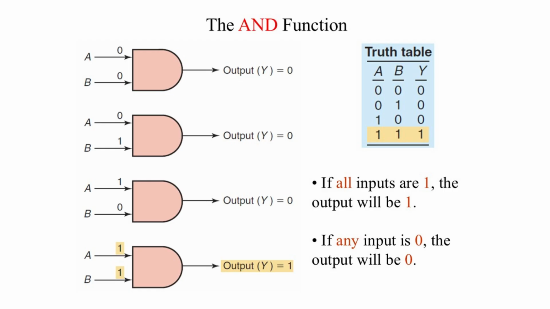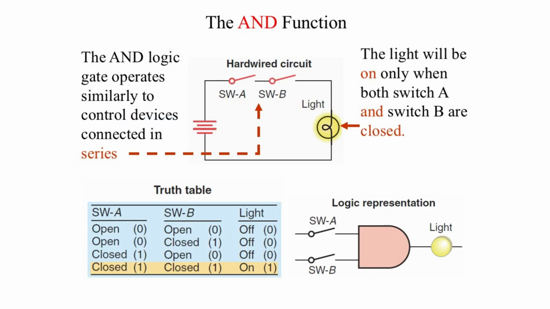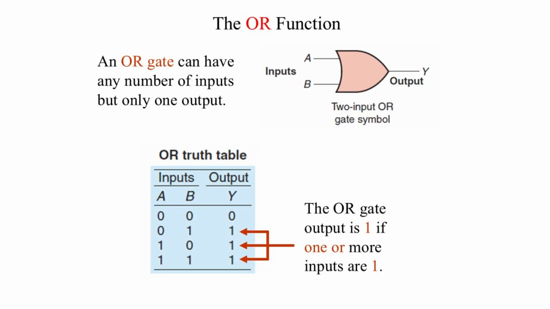Think of it like a light controlled by 2 switches in series. The light only turns on if both switches are flipped on. The AND logic gate operates similarly to control devices connected in series. The light will be on only when both switch A and switch B are closed. The next logic gate we will examine is the OR gate.